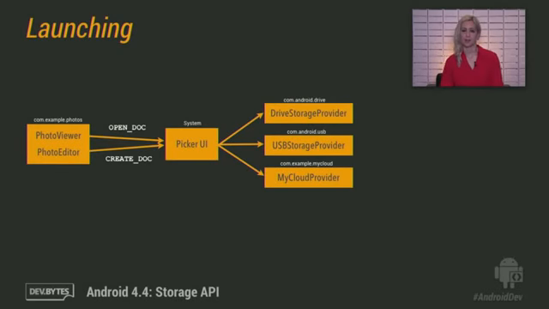Here's a quick picture of the flow. As you can see, document providers and clients don't interact directly, just as before. A client requests permission to interact with files: read, edit, create, etc. The system picker goes to each registered provider and shows the user the matching content. Finally, the user selects a document, and the system grants the client app permissions just for that URI.